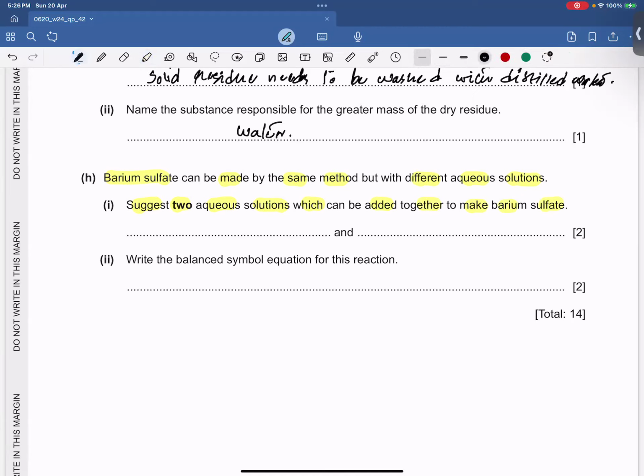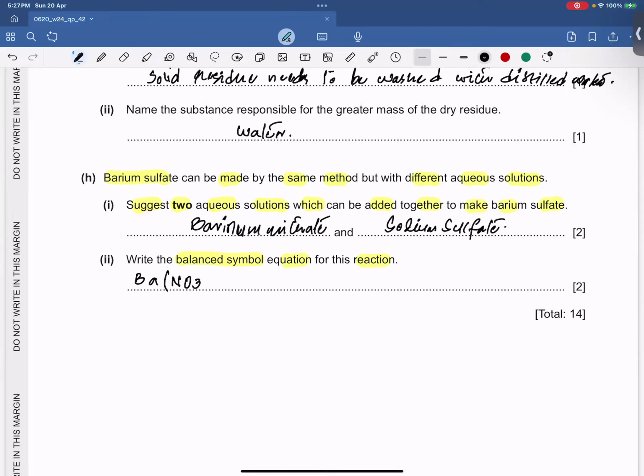So to make barium sulfate, I need barium nitrate and sodium sulfate. Both of them are soluble salts. When they combine together, you will get white precipitates of barium sulfate. Examiner is looking for the balanced equation for this reaction. That's easy.